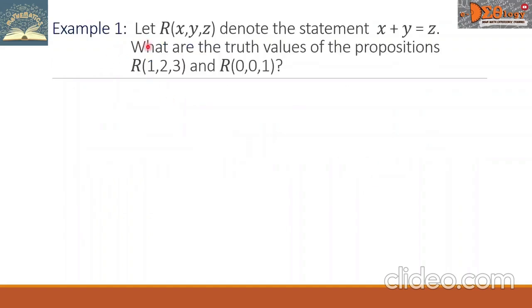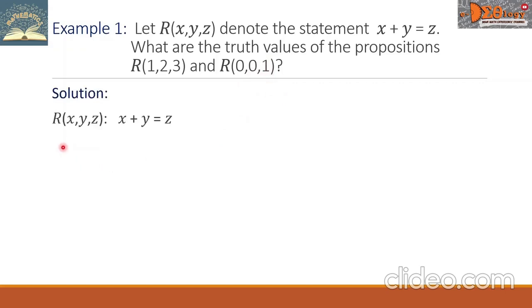Example 1. Let R of x, y, and z denote the statement x plus y equals z. What are the truth values of the propositions R of 1, 2, 3 and R of 0, 0, 1?